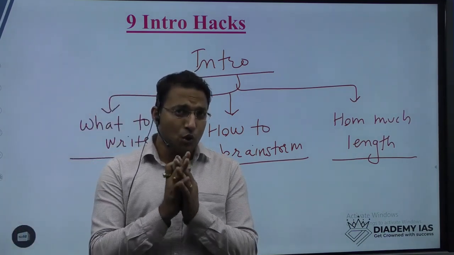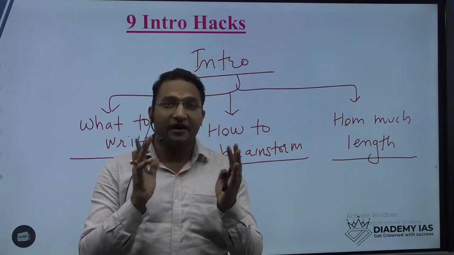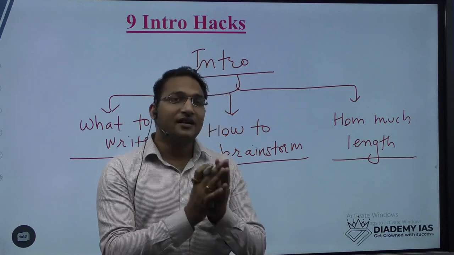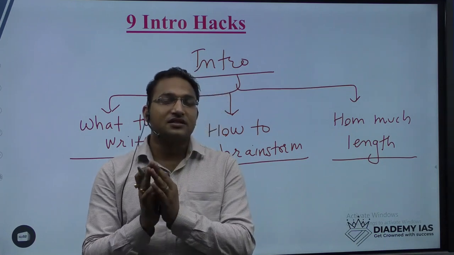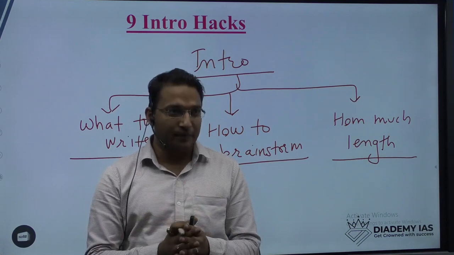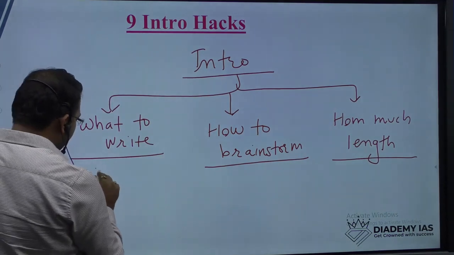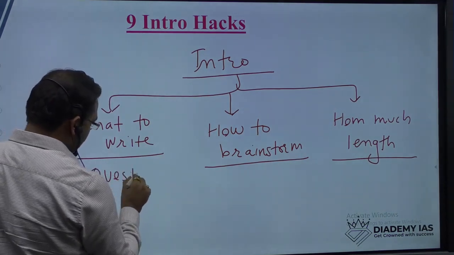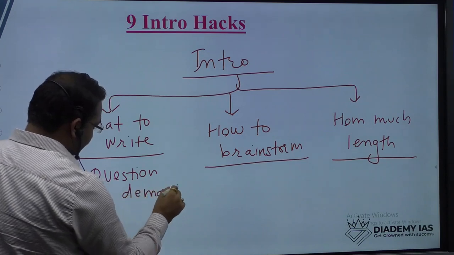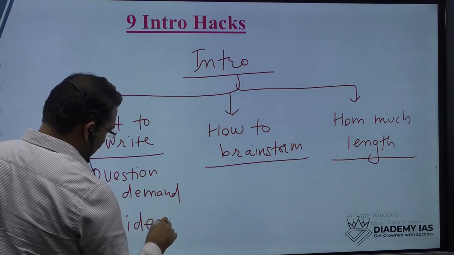Okay, so what to write? What exactly should we write? Current affairs? Should we write basic concept? Yeah, there are at least 7 to 8 different types of ideas which you can use, and that we will discuss with example, right? So it will depend upon the question demand. And we will discuss 9 different ideas on how to write the introduction.